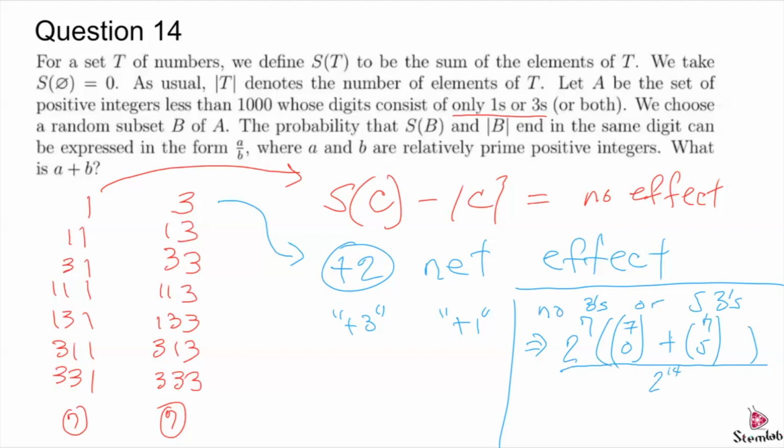Simplifying, 7 choose 0 is just 1, plus 7 times 6 over 2, all over 2 to the 7. 7 times 6 is 42, 42 divided by 2 is 21, so that's 22 over 2 to the 7, which is 128. That simplifies to 11 over 64. So the final answer is 64 plus 11, which is equal to 75.